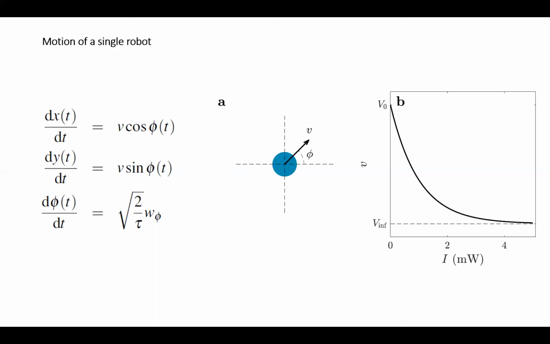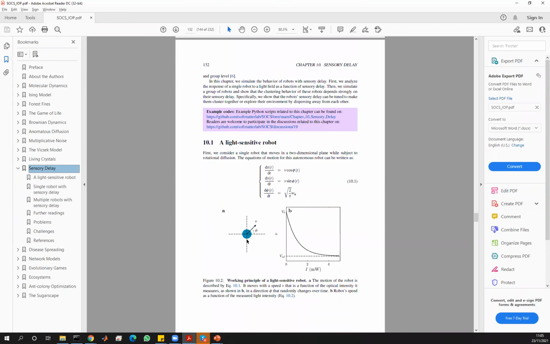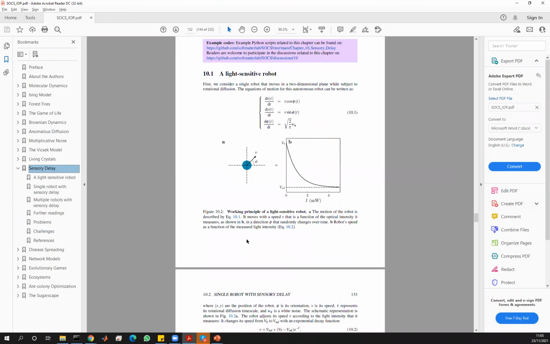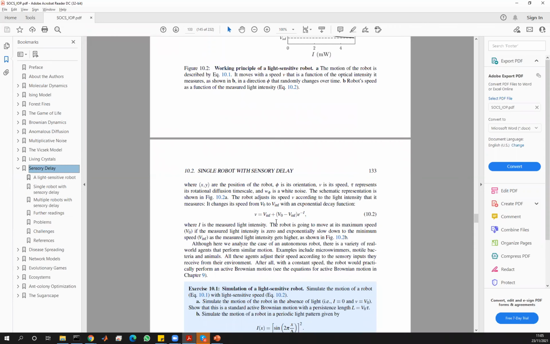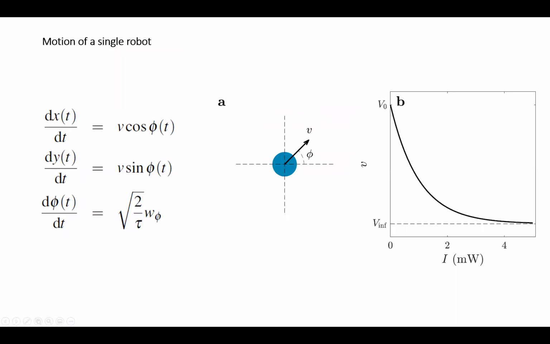Is this clear? This is an exponential decay. Here is how it's formulated. It decays exponentially with I, the measured light intensity, starting at V0 and going down to V infinity. Is it clear why it's intuitive to have a profile like this?